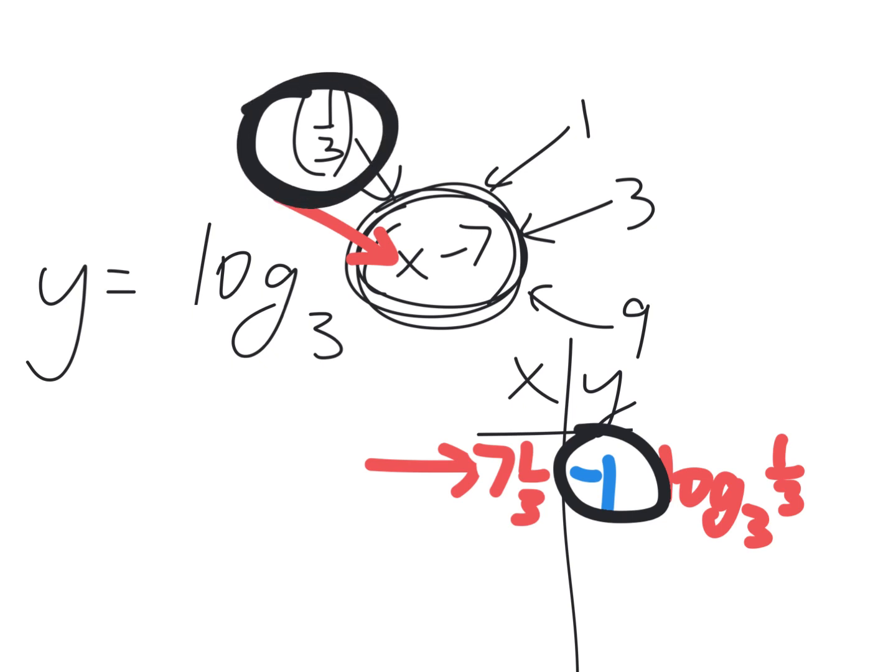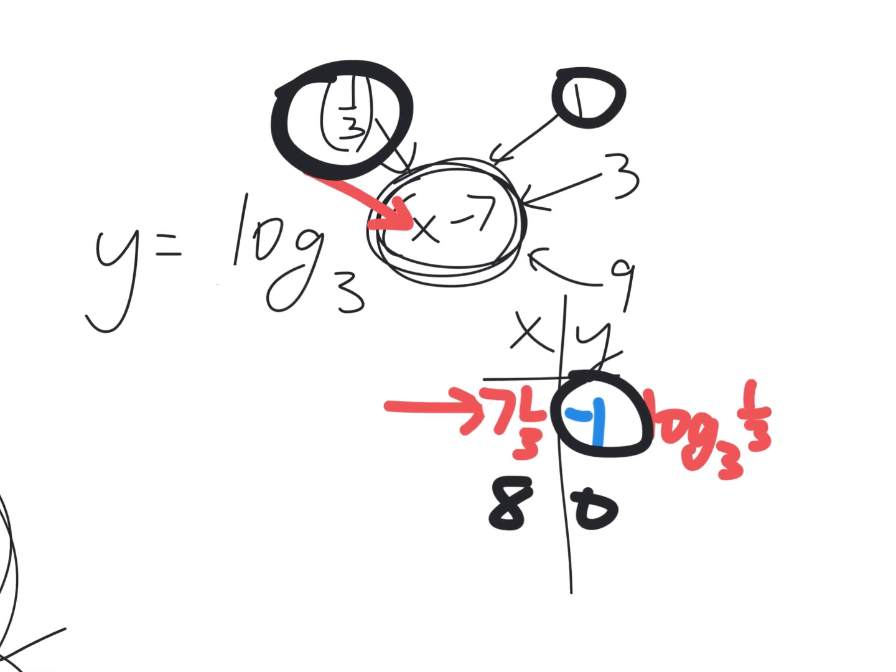All right. Give me another point, Sam. What'd you put in and what'd you get? 8, 0. Put in 8, got 0. Because that's the one where when you put in 8, it turns the inside into 1. Ooh, another thing that'd be smart is to find the asymptote. Who has the asymptote on their list?